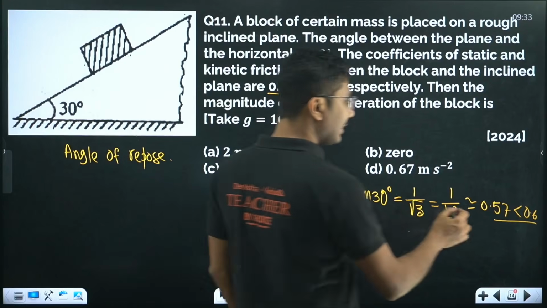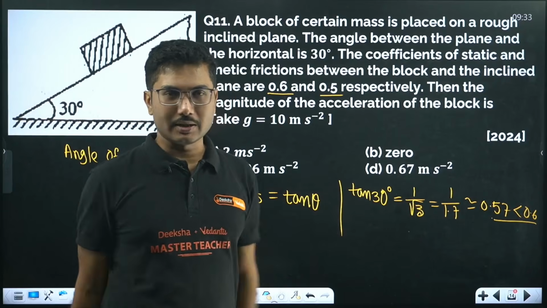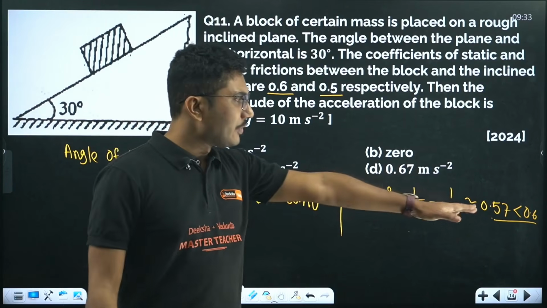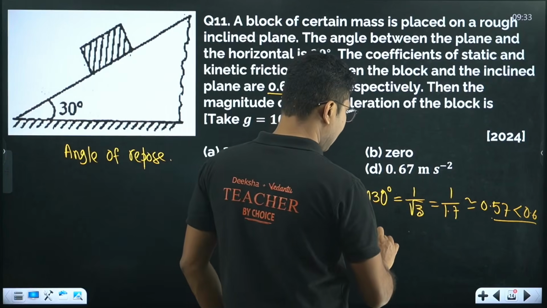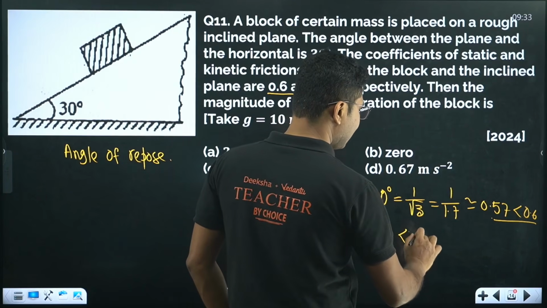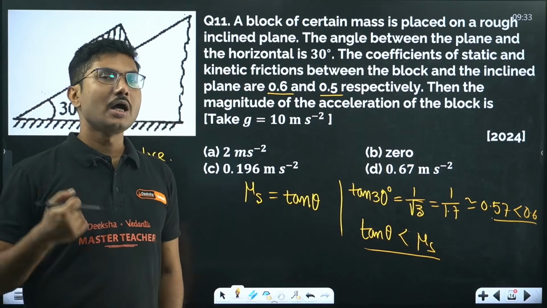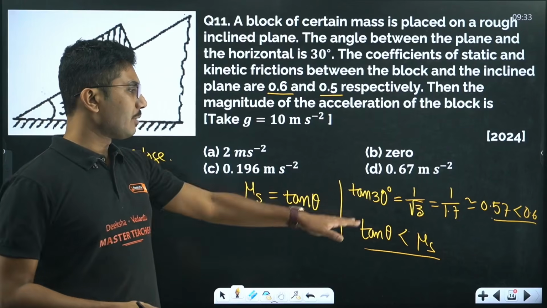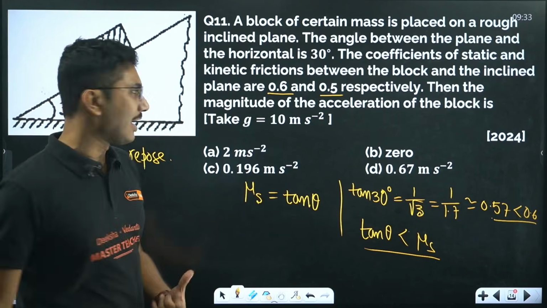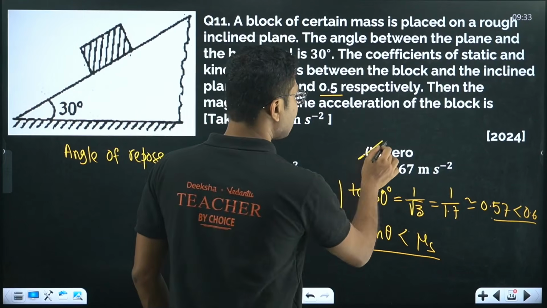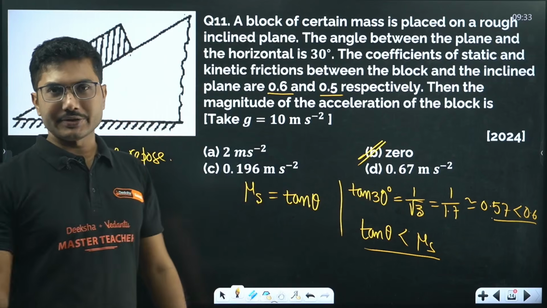If this value is greater than 0.6, then only the object will move. If it is exactly equal, it is the critical case. And if the value is less than this value, it will not move at all. Here tan theta is less than the static friction. It does not matter about the kinetic friction. Kinetic friction does not come into the picture until the object starts moving. So because the static friction value is more than the tan theta value, the object will not move, so the acceleration will be 0. This is a trick question, but if you know this concept, you can answer it quickly.